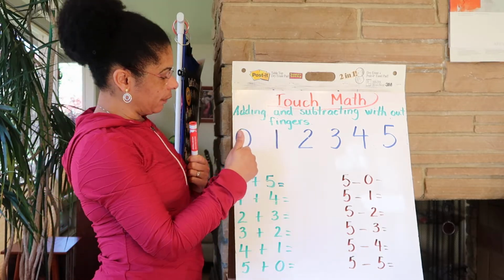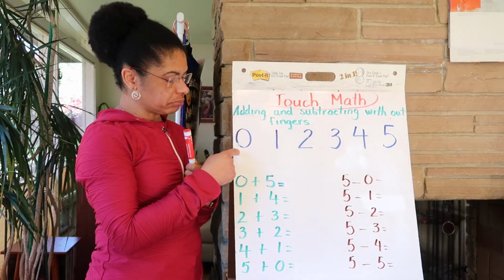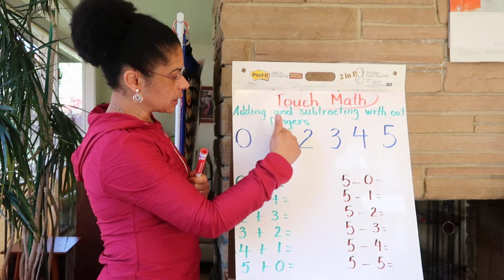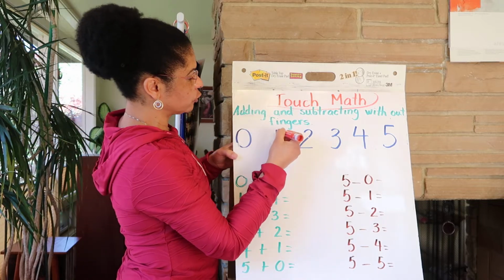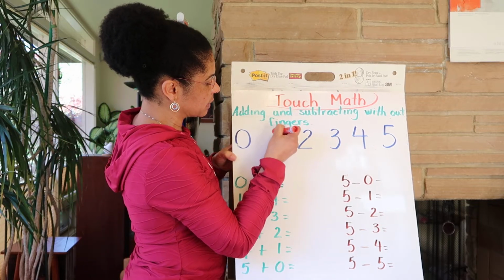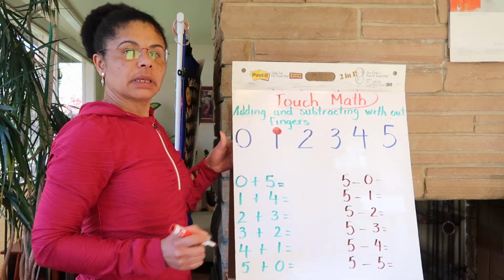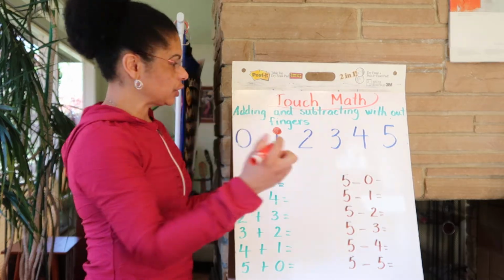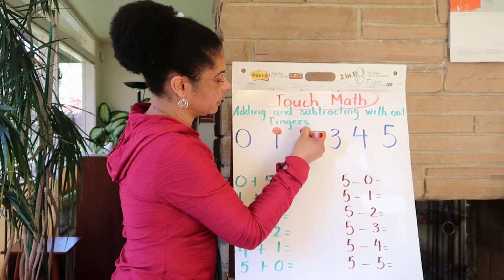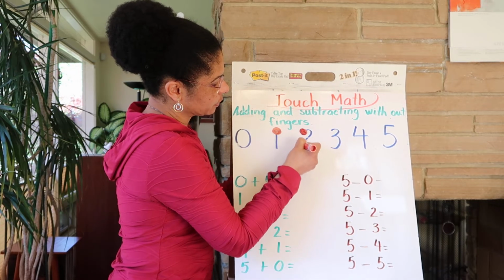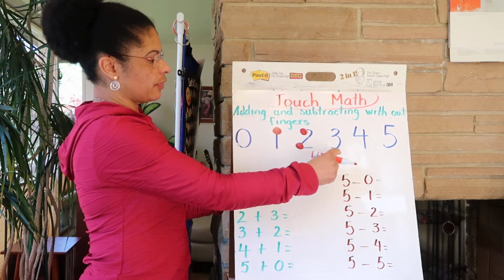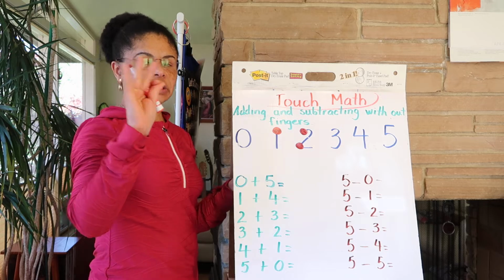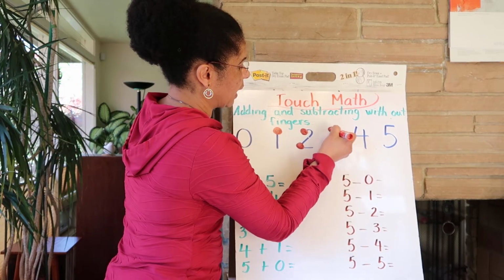So 0 is right here, and I'm going to put 0 dots on it. This is number 1, and I'm going to put 1 dot. This is number 2. I'm going to put 2 dots. 1, 2. This is number 3, and I'm going to put 3 dots. 1, 2, 3.